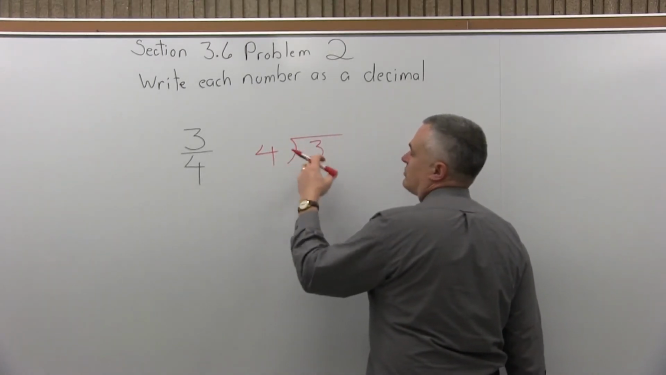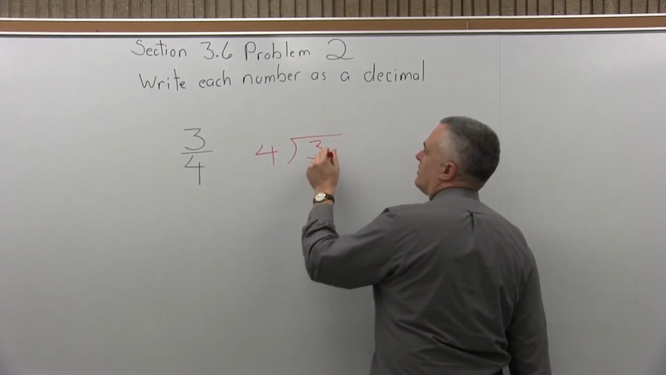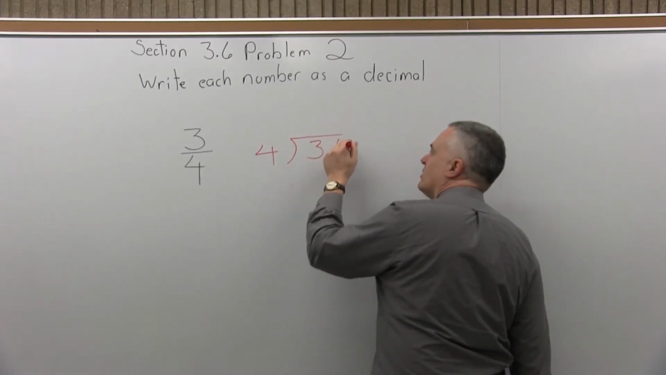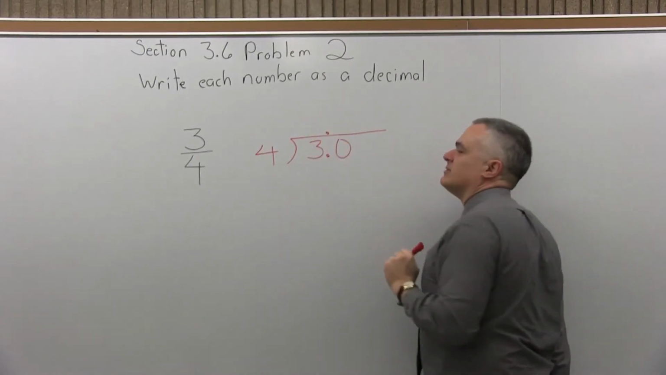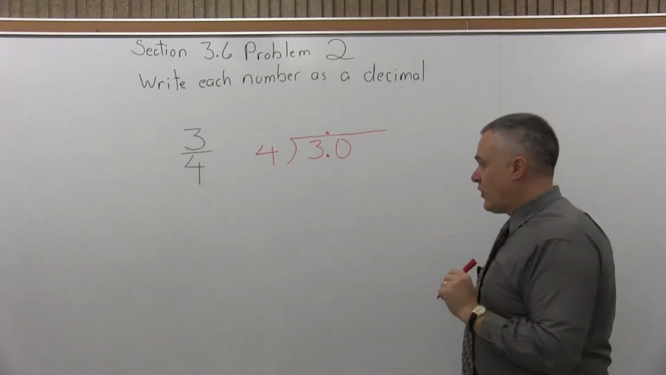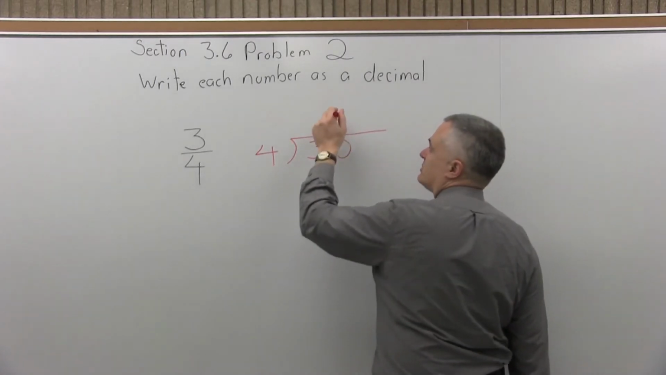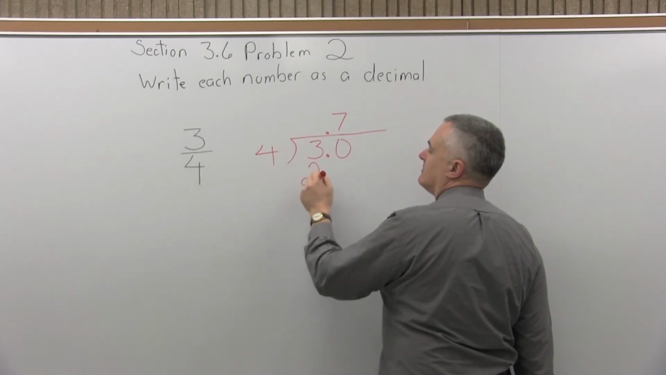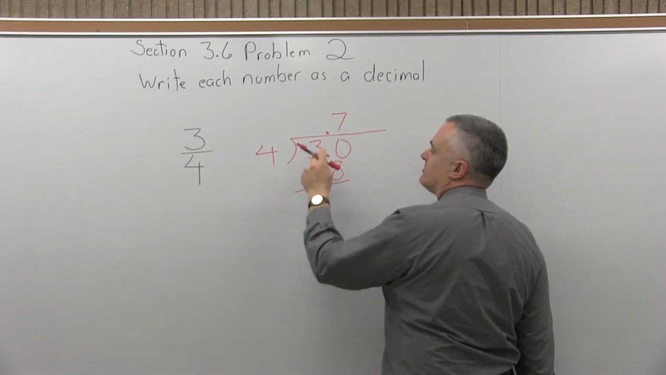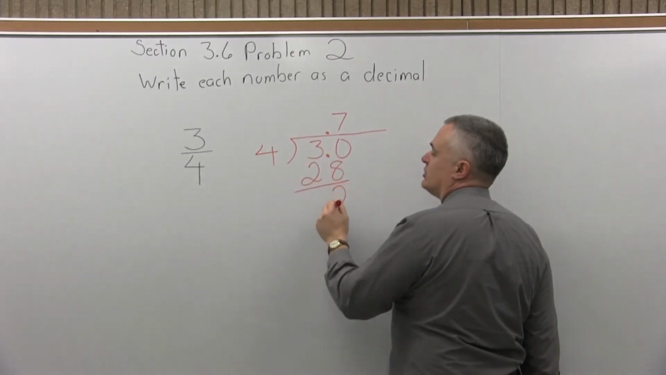So 4 divides into 3. It just won't. 3 is not big enough. So what you want to do is write it as 3.0. Pretend it's a 30, but that decimal point is going to come straight up vertically. So 4 will divide into 30. As close as you're going to get is 7. 7 times 4 is 28. And now if I subtract, 30 minus 28 is 2.